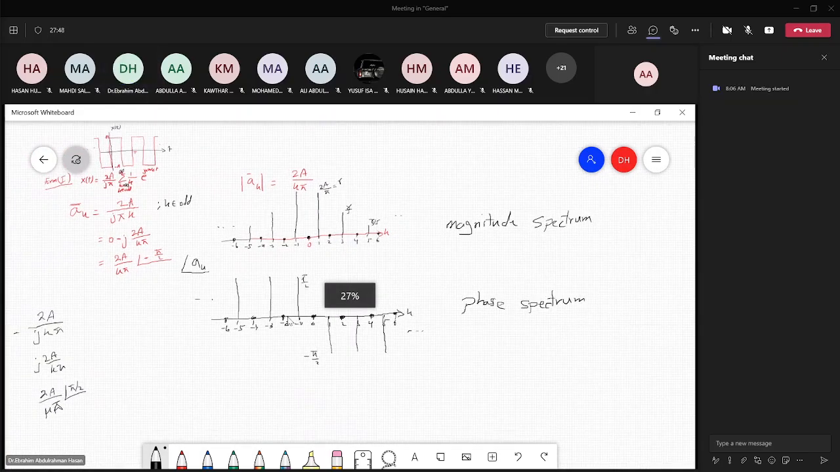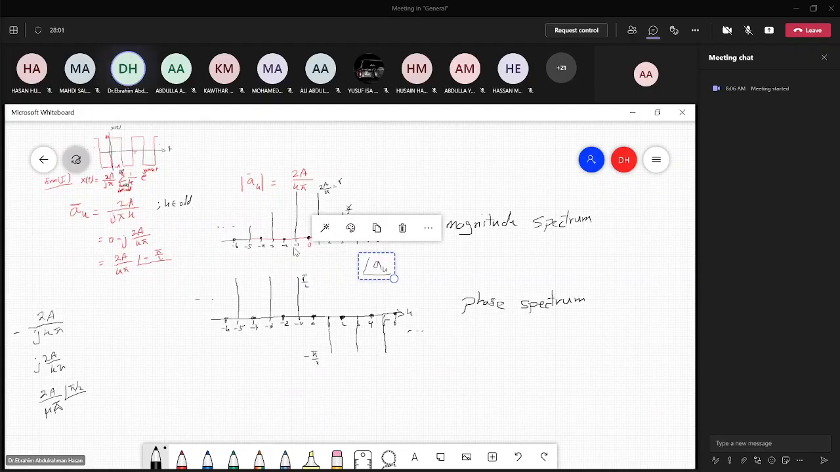Okay. This is the magnitude of A, this is the angle of A. So these two always come in the form of magnitude and angle. It is the same as, like, the impulse in discrete time.